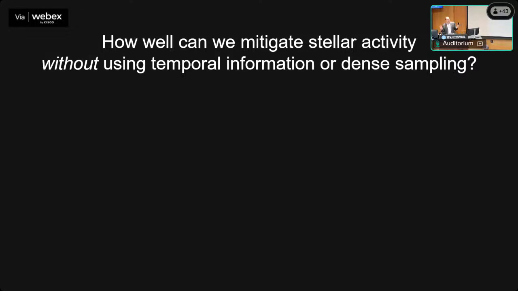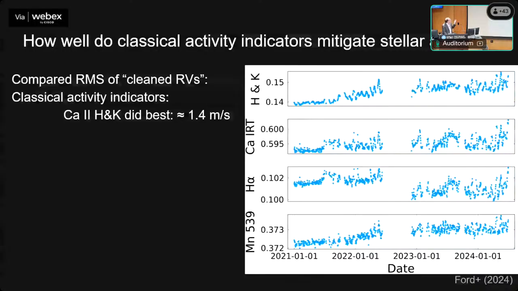So not using the time information from one spectrum, given there might be a small perturbation that we don't know about from our time information, how can we see it in one spectrum? And so we tried lots of things. Some of the early methods, trying these classical activity indicators, make a big difference, right? You can go from maybe 2.5 meters per second to 1.5 meters per second just using classical activity indicators.